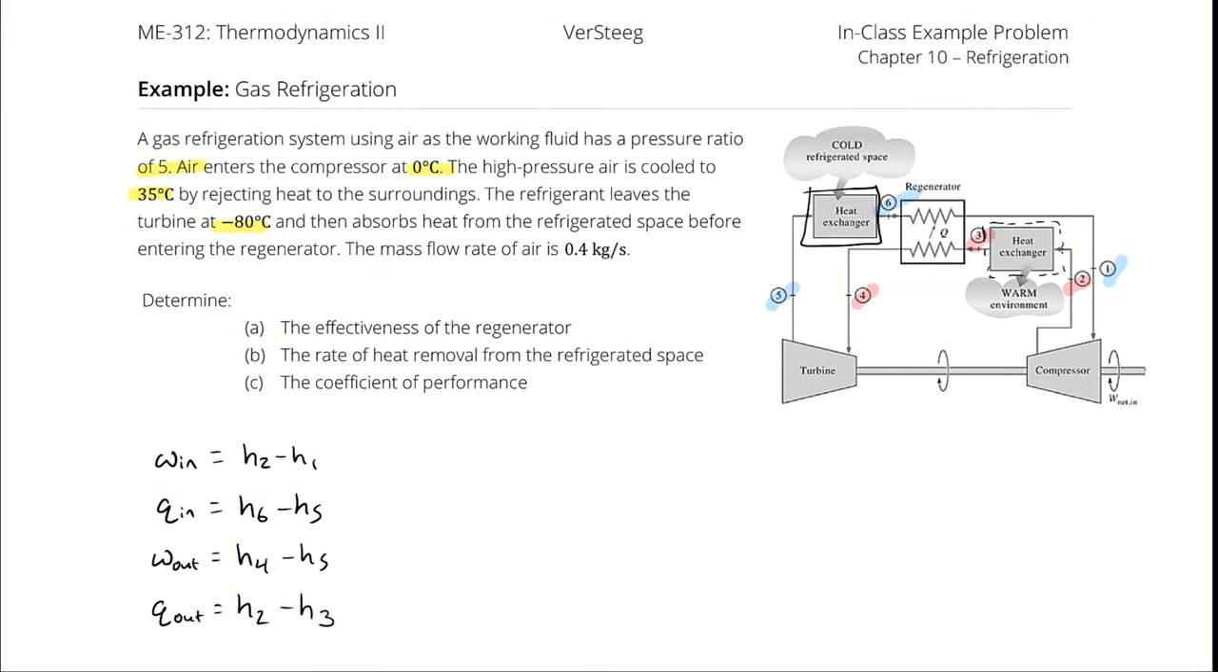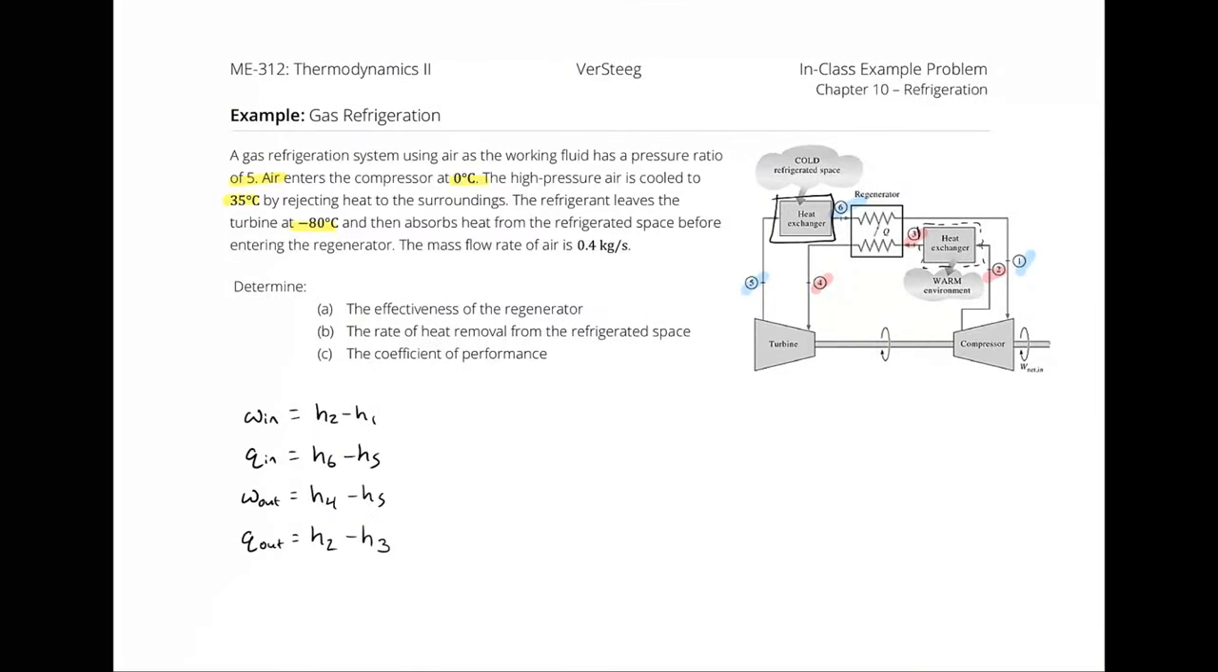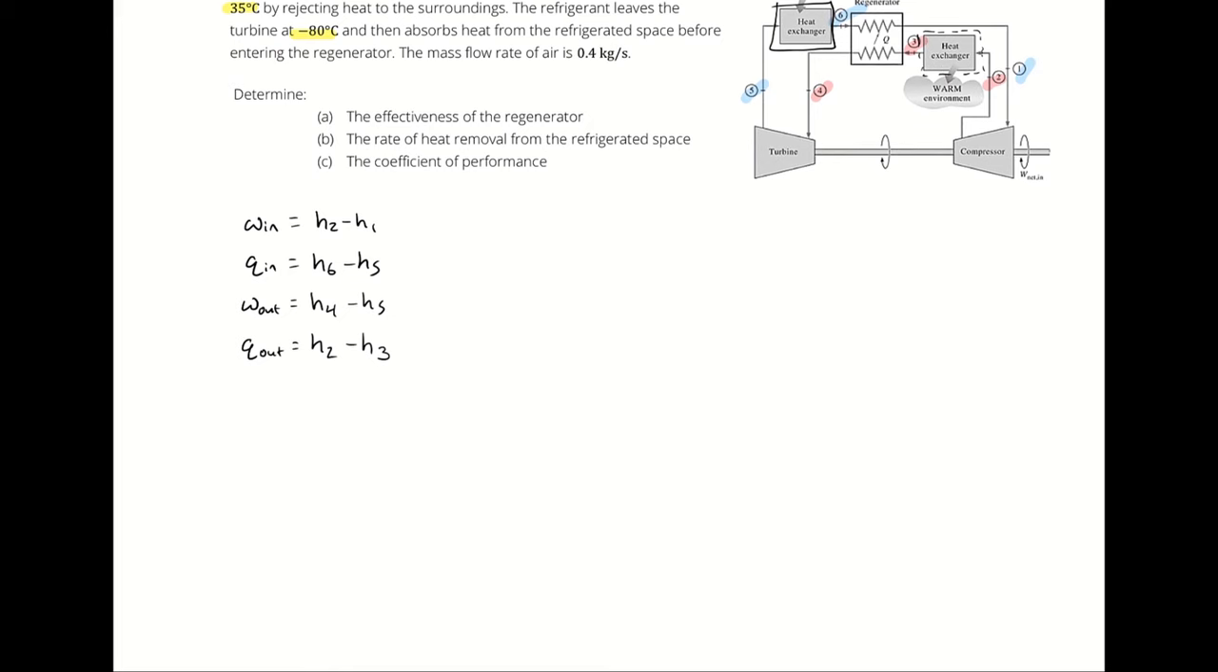So for those of you watching at home, why don't you take a minute and think about which way you would prefer to work the problem. Do you want to assume constant specific heats, or do you want to perform the table lookups? Well, you guys probably know what I want to do. I want to do both. And in order for us to do both, we need a vertical line.